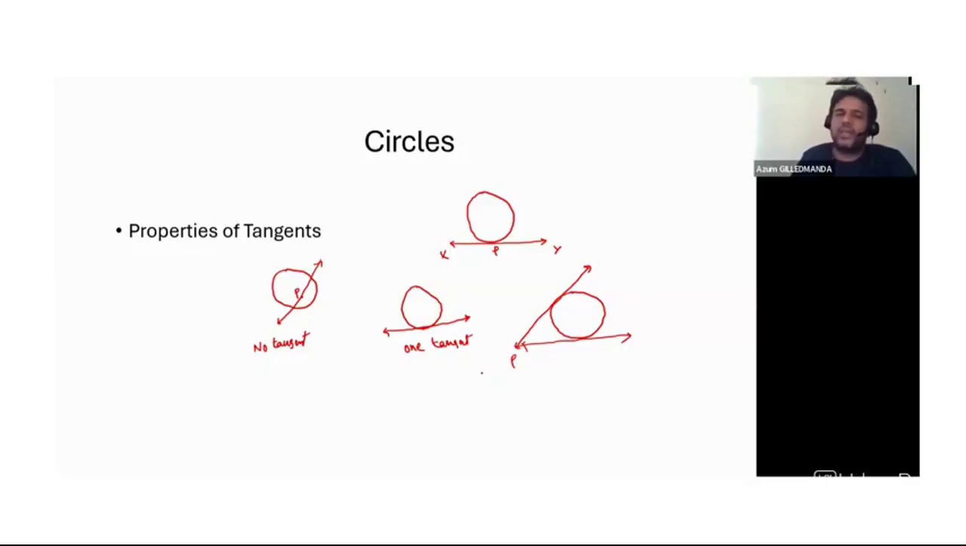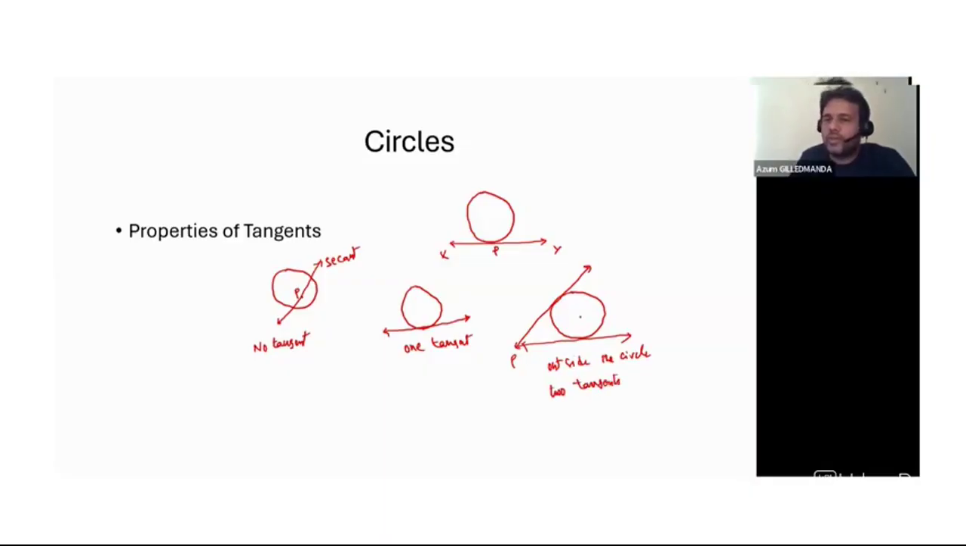So listen carefully. How many tangents can we draw from a point inside the circle? No tangents. We cannot draw any tangent from a point inside the circle. It's only a secant we can draw. Okay. So how many tangents can we draw from a point on the circle? One tangent. So how many tangents can we draw from a point outside the circle? We can draw two tangents. Outside the circle, we can draw two tangents.